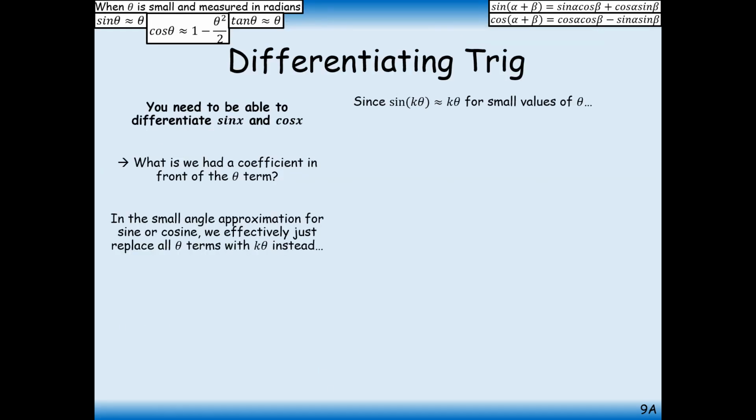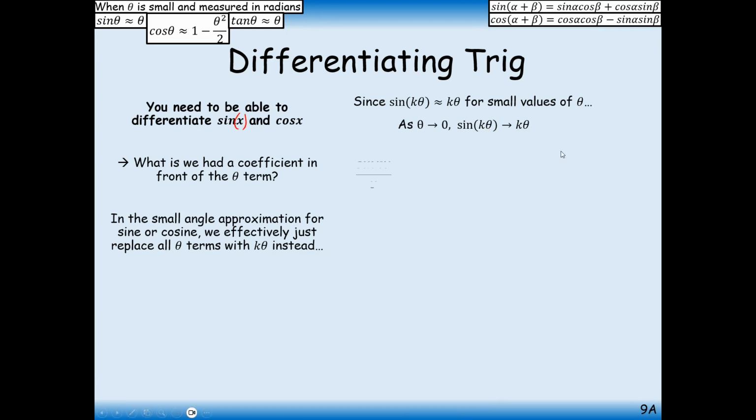Just before I leave you to get on with the first exercise, I should point out that there may be a coefficient in front of the angle x or theta or anything like that. So we're going to look at how to deal with the other coefficients being in front of the theta here. For example, sine of k theta.